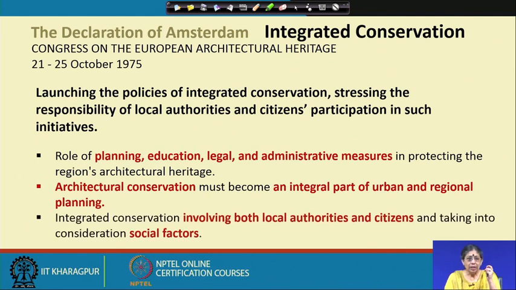So, the integrated conservation has to involve the local authorities and citizens again and again, but what is important is the social factor. It has changed, sort of expanded its focus from the physical factors to much broader things, the social, economic activities and other factors. And this is a very important concept which was formally in the Declaration of Amsterdam. It became more people centric.